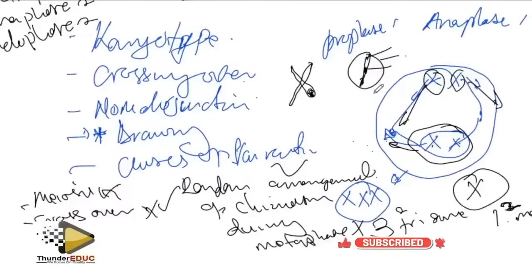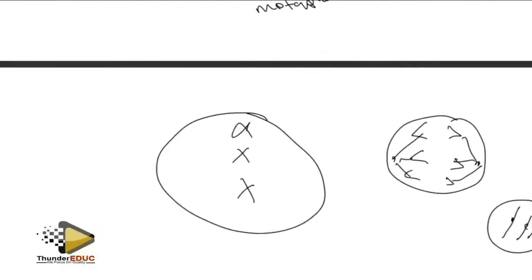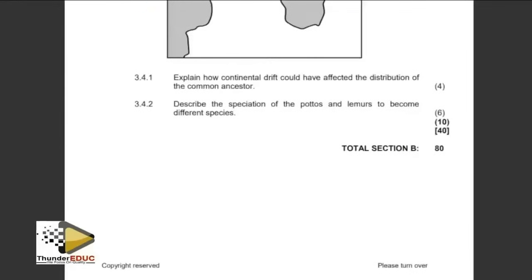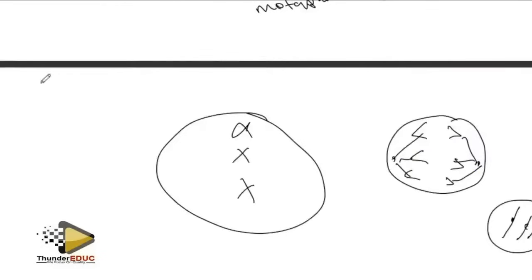Question. What is the importance of meiosis? What is meiosis? What is the importance of meiosis? The reason why we have meiosis is to halve the chromosome number, so that this doubling effect is avoided, because you remember the sperm, let me show you.